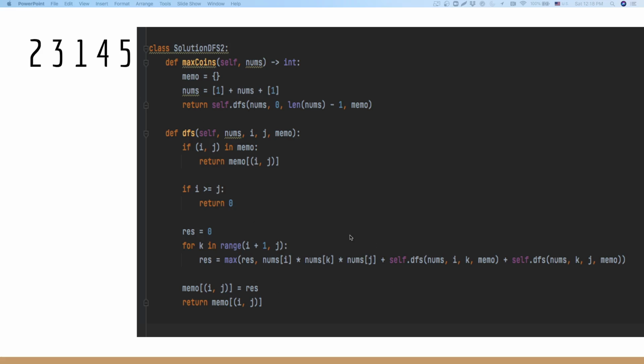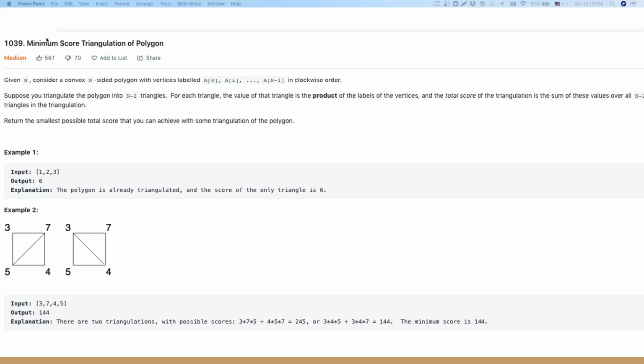So the rest of the story will be identical to the previous explanation. I'm not going to beat that horse. So let's move on to the next slide.